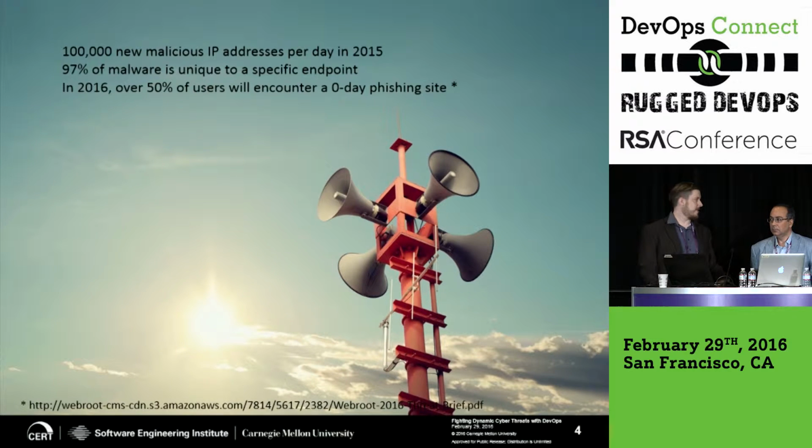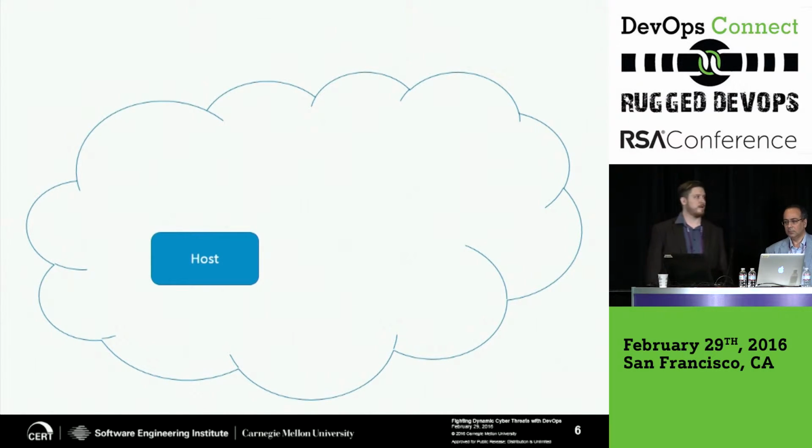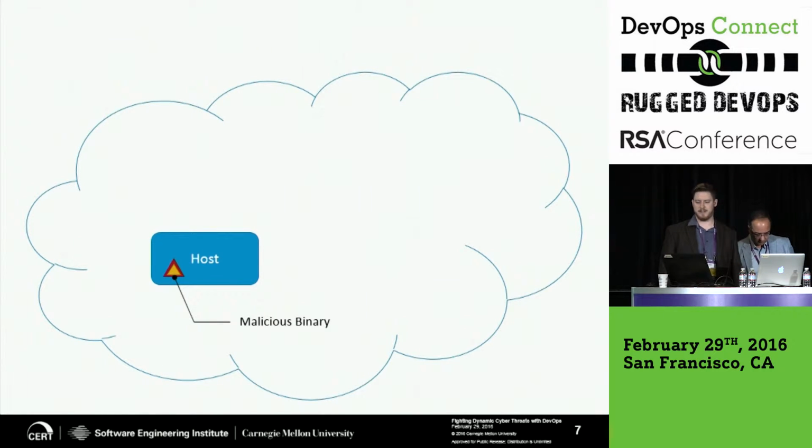So to set up what we're talking about, responding to dynamic threats, we have a cloud here that's our network, and we have a host sitting there on the network, and the person sitting there on the host, let's say they're going about their job, browsing Russian Facebook or something, and they end up with a malicious binary on their system. And they're not alone on their network.